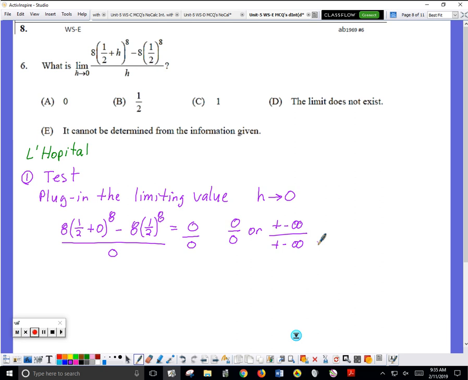When you do the test, if the result is either 0 over 0 or infinity over infinity, and it can be positive, minus, whatever, that doesn't matter, then the result passes. That means you can use the test. So this is what you want: you want to get 0 over 0 or infinity over infinity.